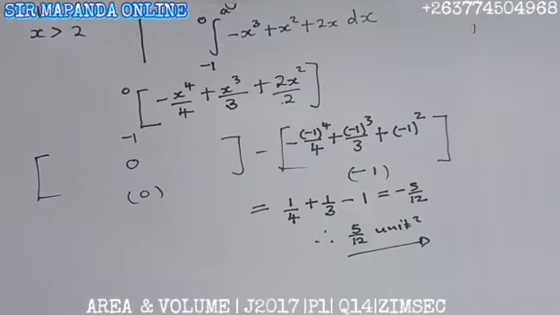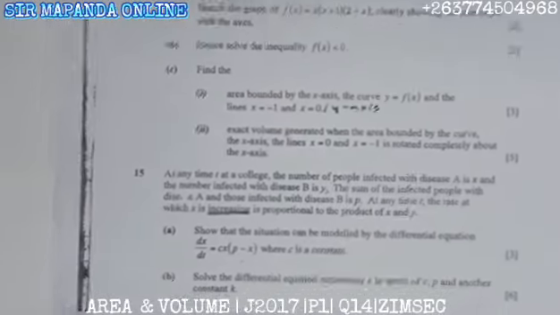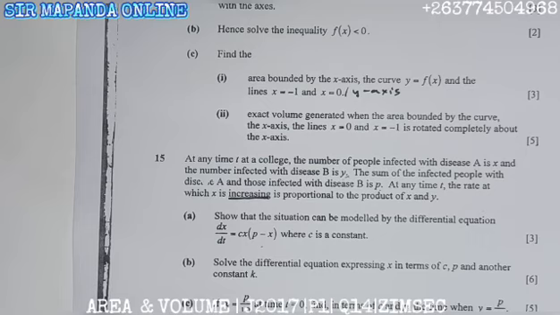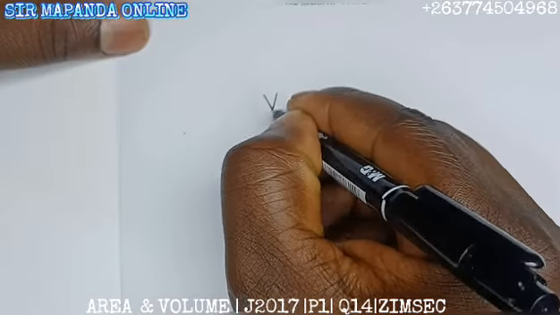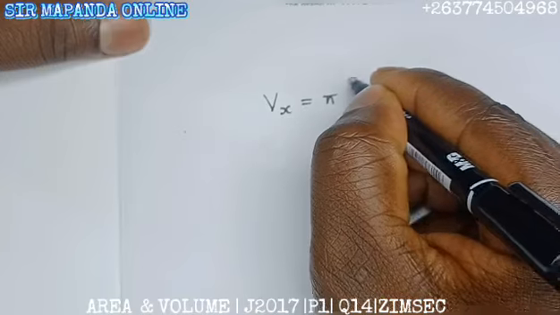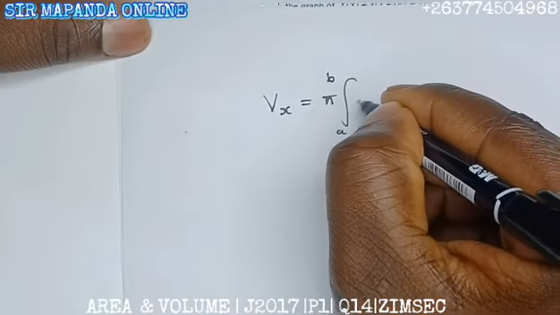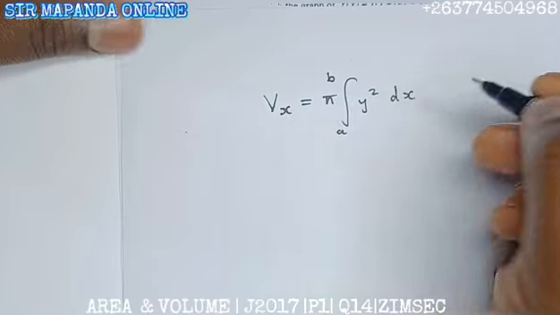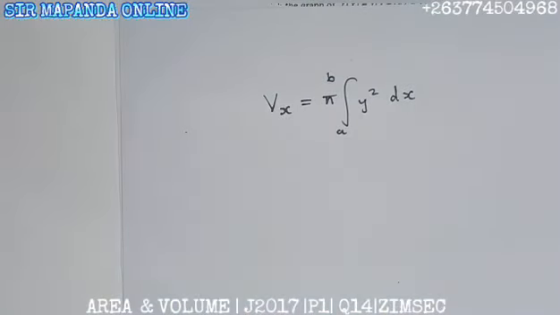Let us move on to the last part of the question. Find the exact volume generated when the area bounded by the curve, the x-axis, and the lines x is equal to 0 and x is equal to 1 is rotated completely about the x-axis. So when we are dealing with the volume, the formula changes. You are now using Vx is equal to pi, from A to B, y squared, then you put dx, something like this.